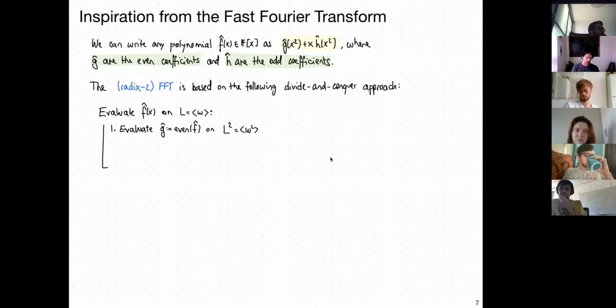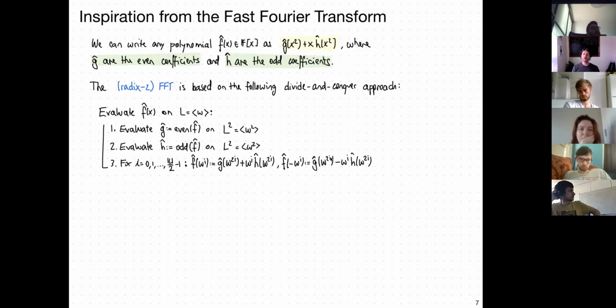We want to evaluate it on some domain L. First of all, typically we want to do it on some set that we choose. We're thinking about the complex numbers, but here we look at a more abstract setting where it is any cyclic group over some smooth field. So we do this partitioning into even and odd, we evaluate the polynomial of the even part, we evaluate the polynomial of the odd part, and then we have this nasty looking equation, which essentially tells us that we can reconstruct the function according to this rule.